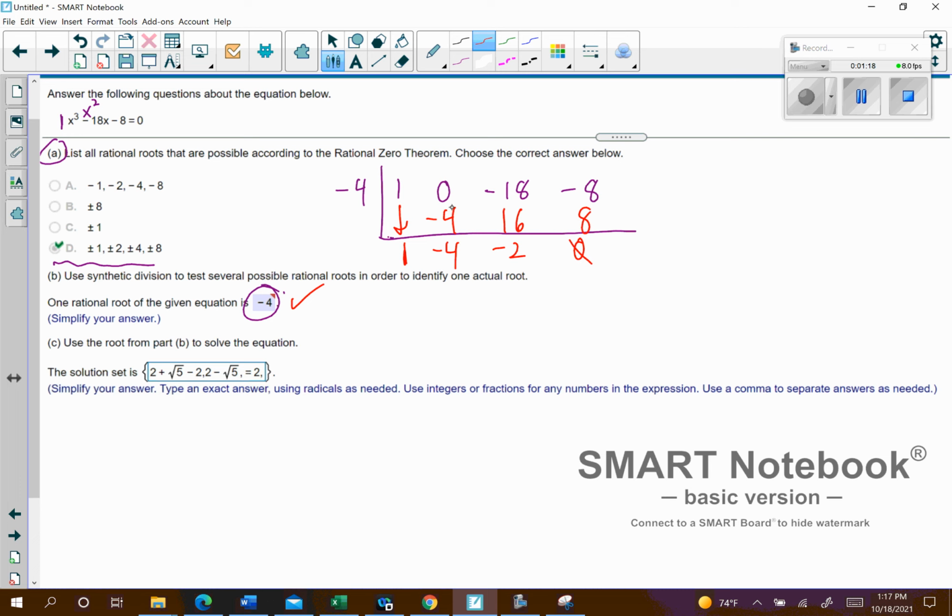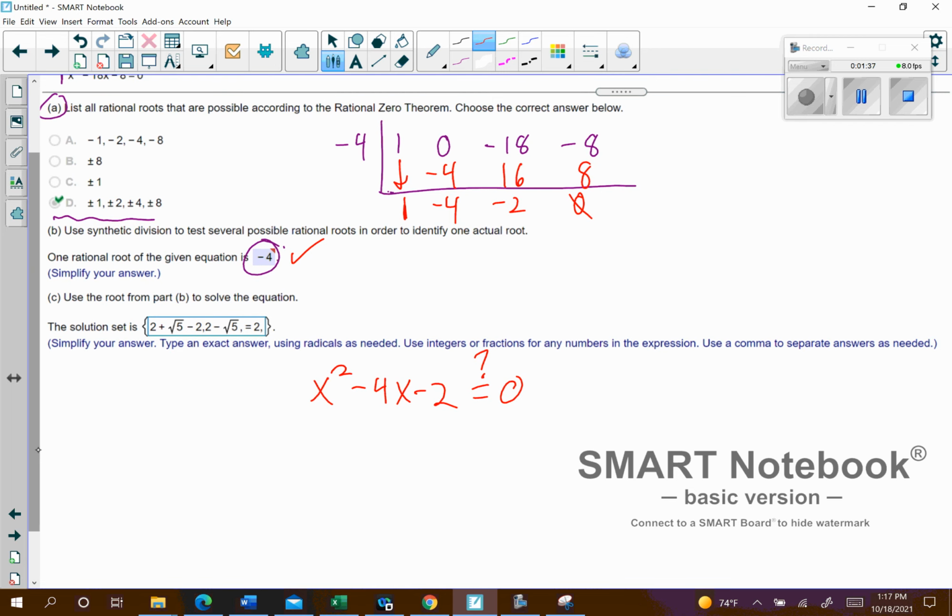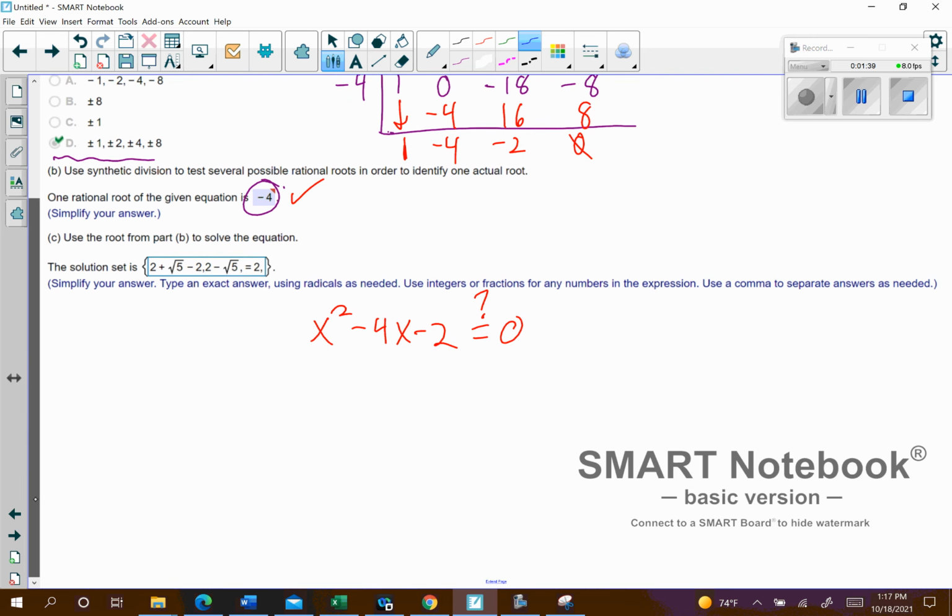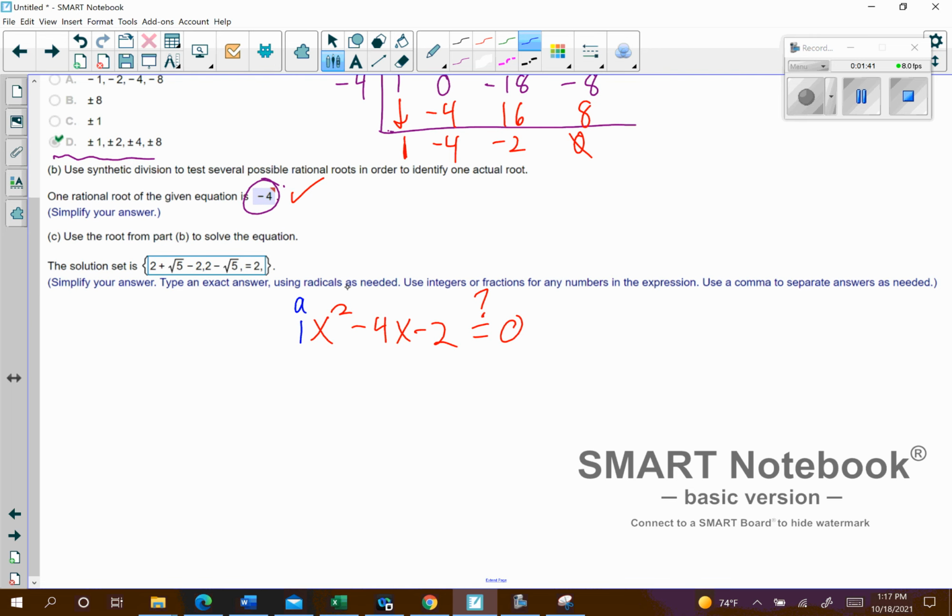So then we had a power of 3, but we're going to drop that down into a power of 2, and then minus 4x minus 2. And so now we're tasked with trying to figure out what makes that equal 0. And so it's not factorable. You could try, but it's not going to work. So we're going to have to do the quadratic formula. So there's my A, B, and C.